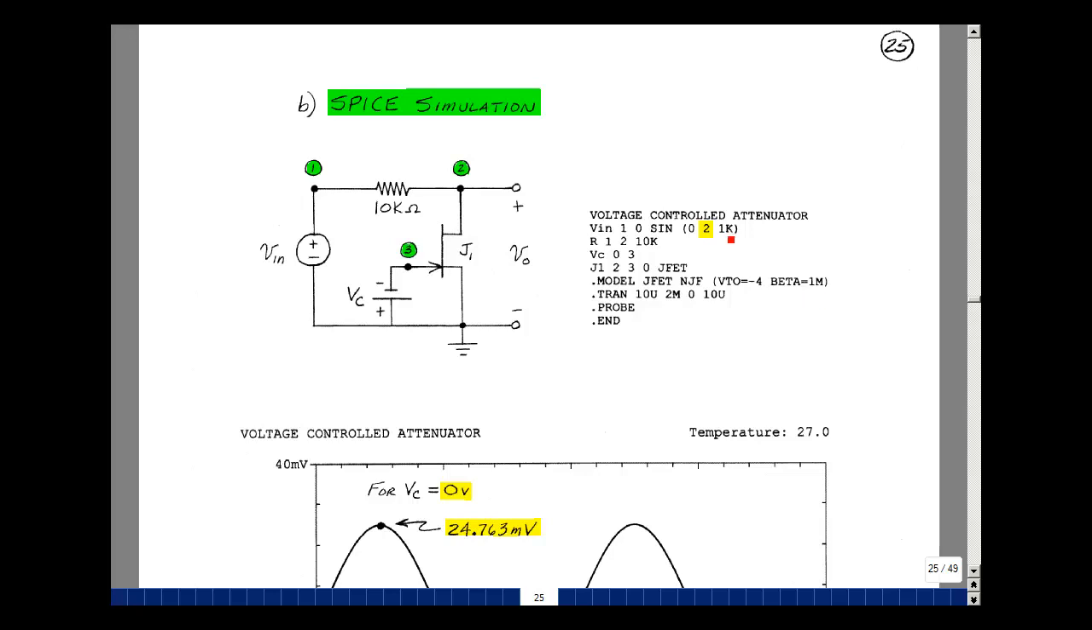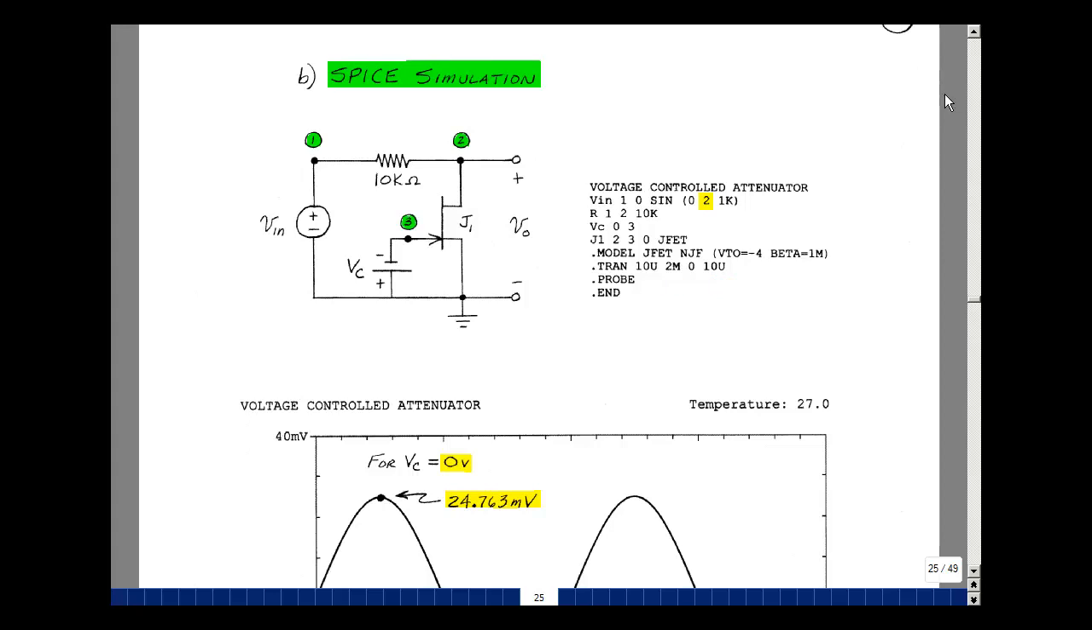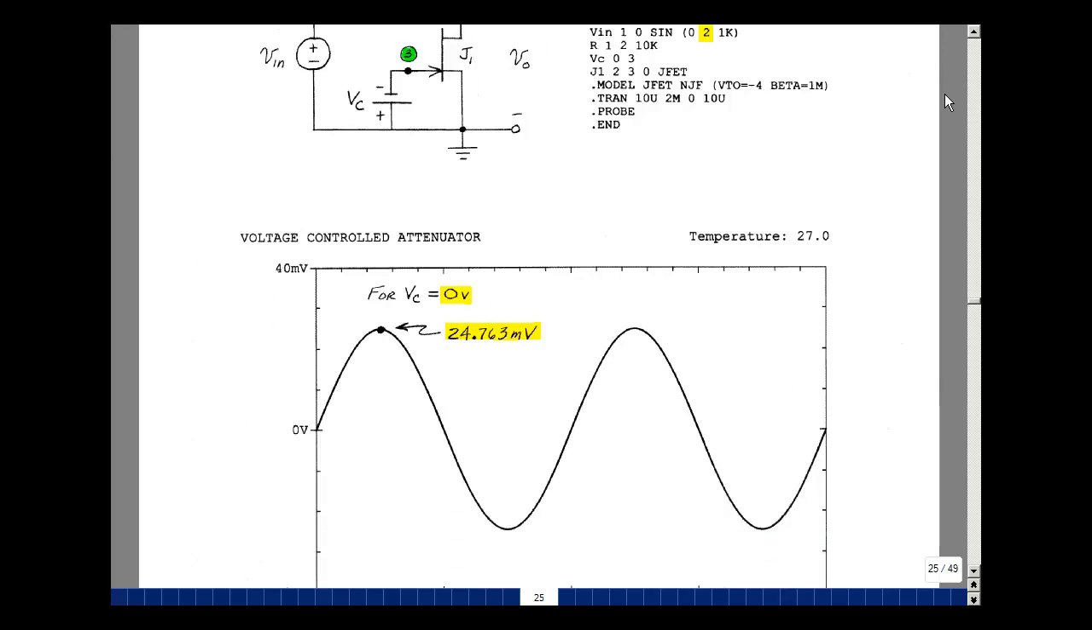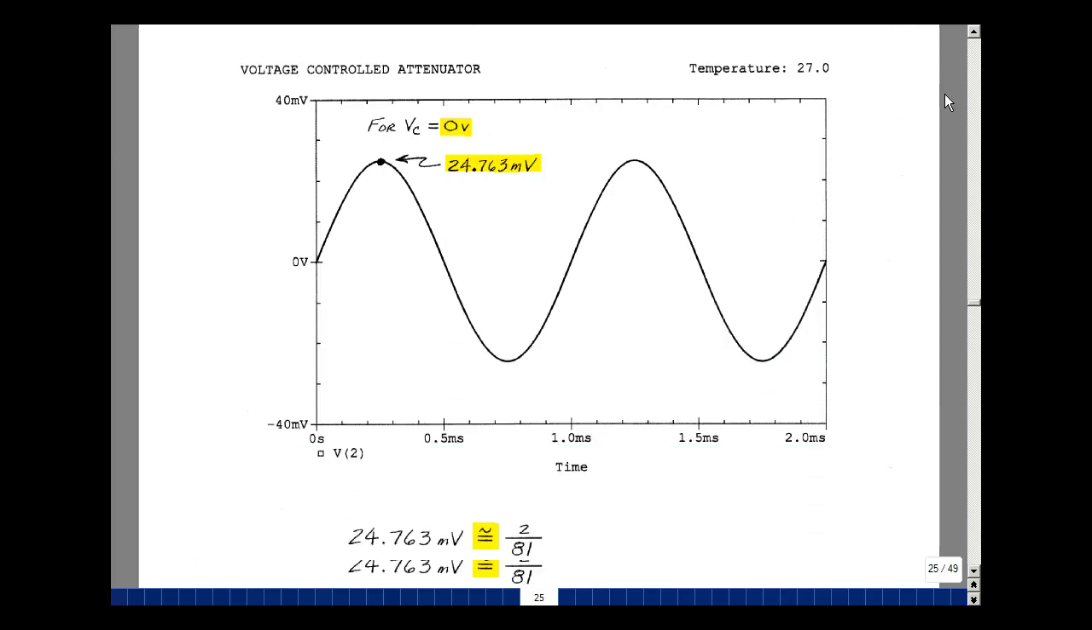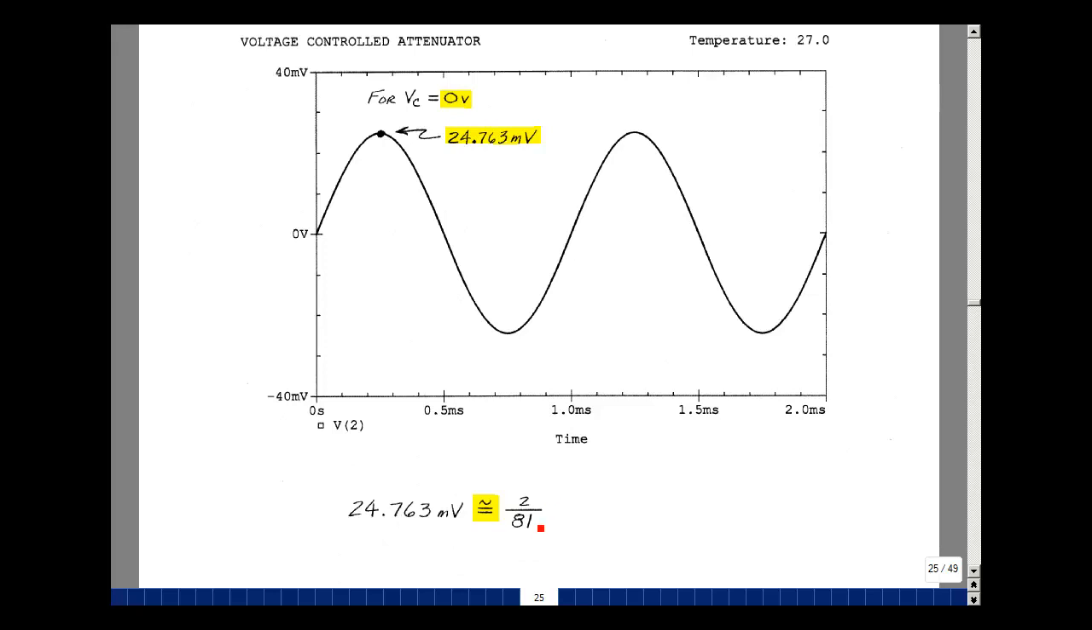Let's plot 2 cycles. So 1 over 1K is 1 millisecond, so that would be 2 milliseconds. If you divide that by 200, you get 10 microseconds. We'll start printing at time 0, and we'll do a ceiling step the same as the print step to get a nice smooth result. For a gate source voltage of 0, we would expect a gain of 1 over 81. If you take the peak of 2 volts and divide it by 81, you get 24.763 millivolts, and that's exactly what we measure right here. The attenuator is working.